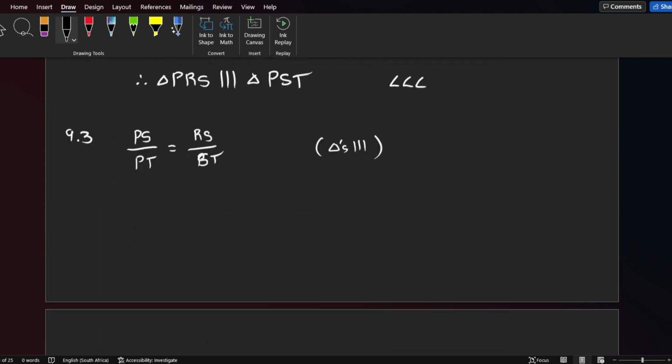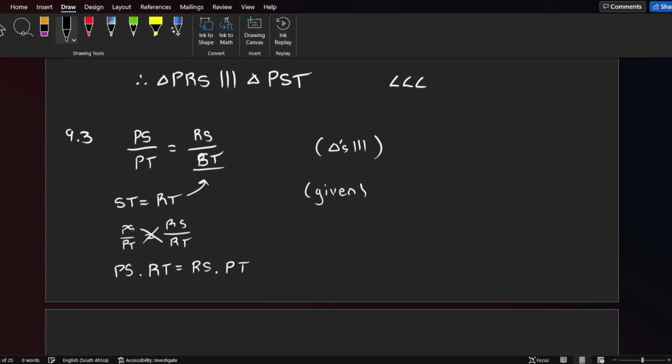And furthermore, we said that the question gave us ST being equal to RT. So that is given. Therefore, where we see ST, we can substitute RT. So we have PS all over PT equals RS all over RT. Then we simply cross multiply. So we get PS multiplied by RT is equal to RS multiplied by PT.